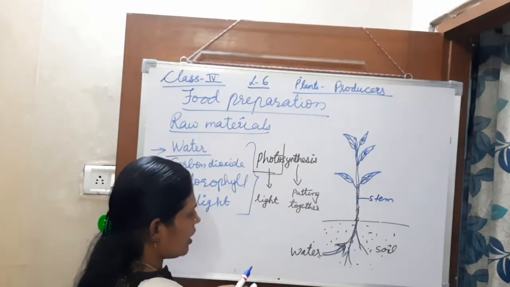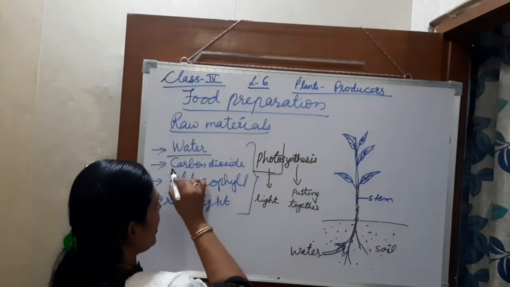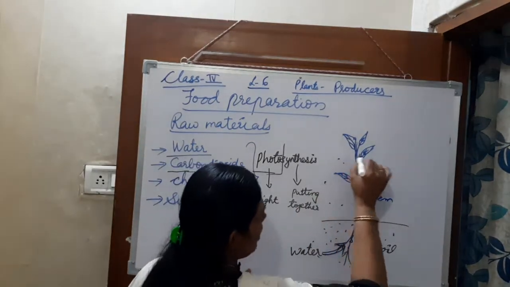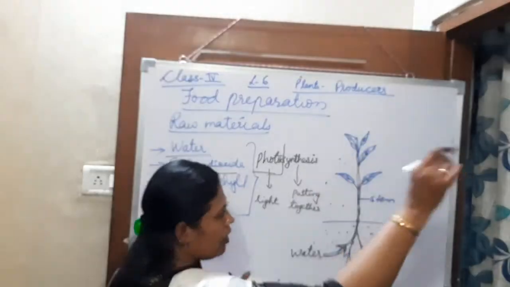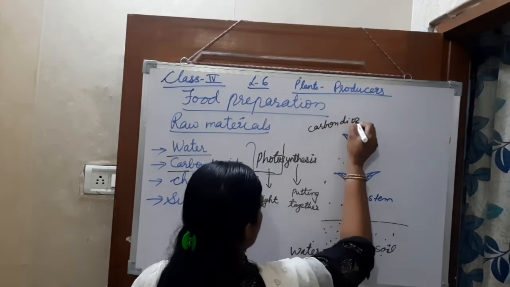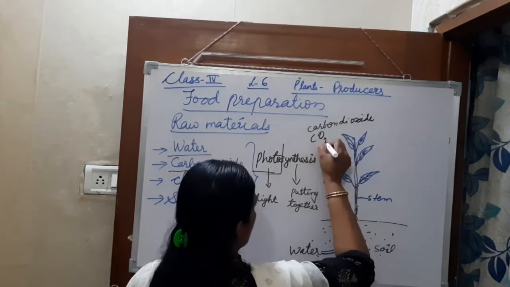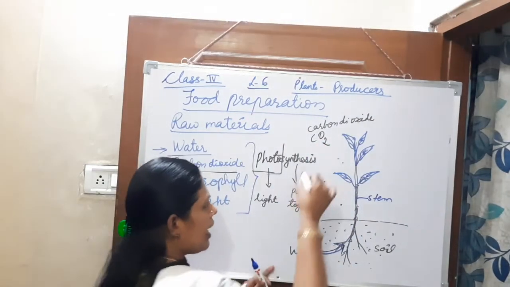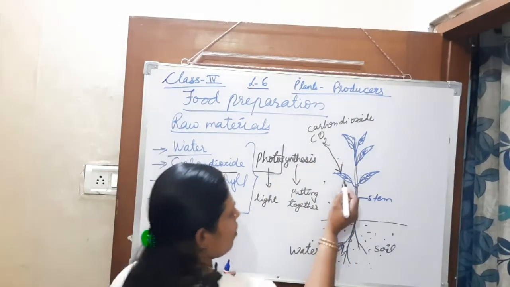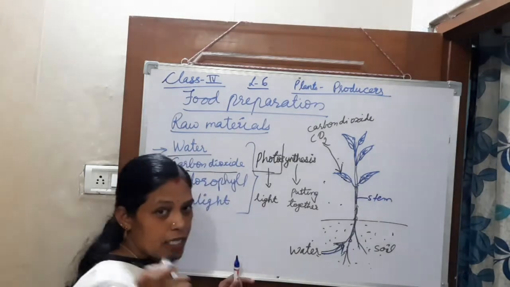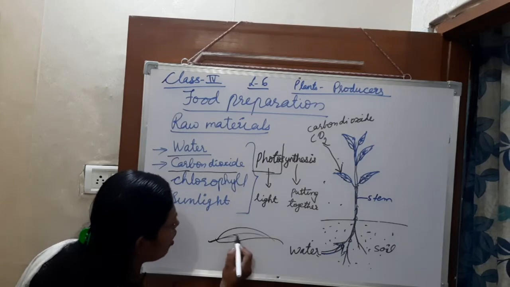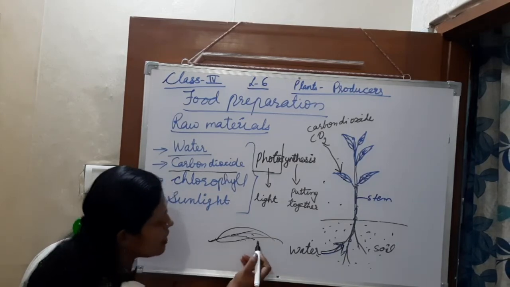Now the next one, carbon dioxide. Carbon dioxide, CO2, is present in the atmosphere. That will be absorbed by the leaf. The leaves contain small holes on the underside of the leaf. Yesterday I explained, right? The small holes.